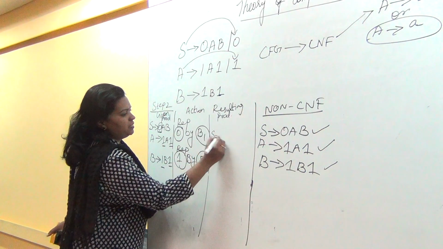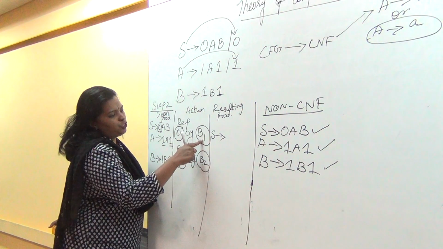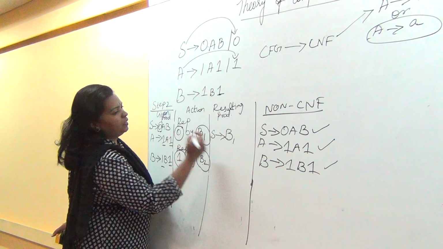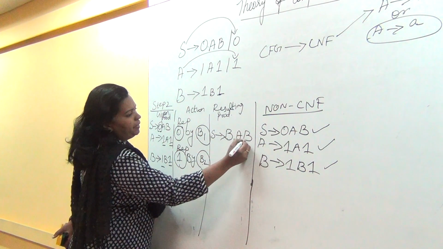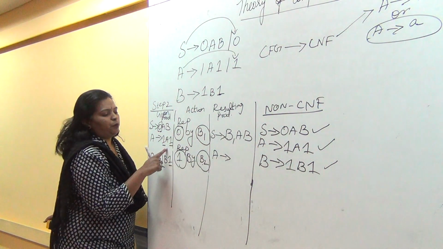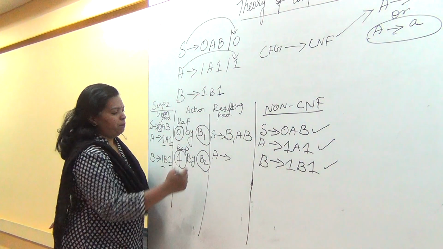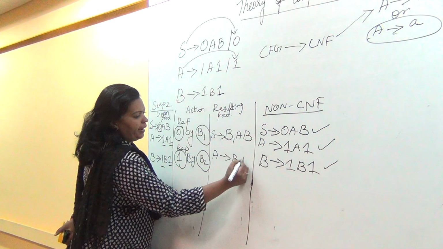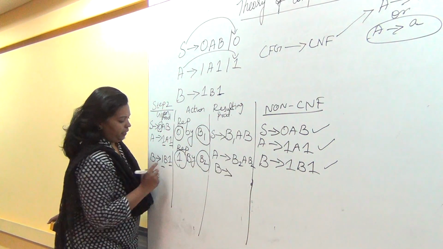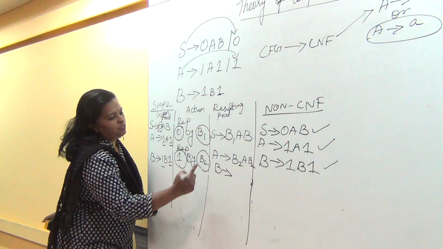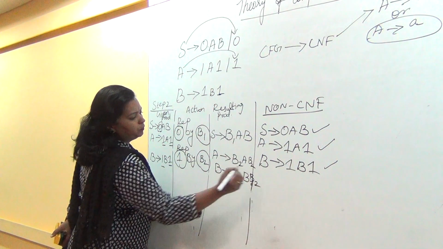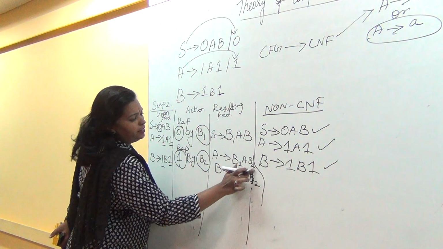Let's see. S tends to, instead of 0, we should replace it by B1. So B1, as per the given grammar, A, B. Next, A tends to, since we have 1 in the second production, 1 should be replaced by B2. So B2, A, B2. Next, B tends to, in B, 1 means we will replace it by B2: B2, B, B2. So this is what the resulting production is.